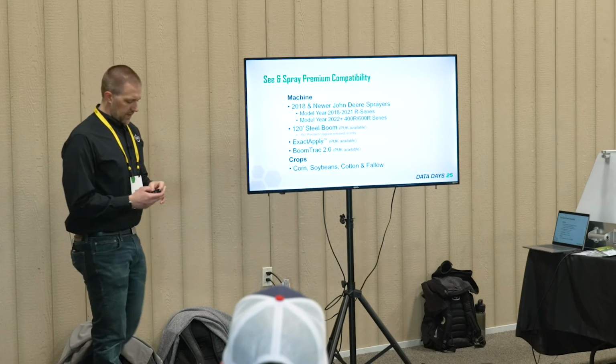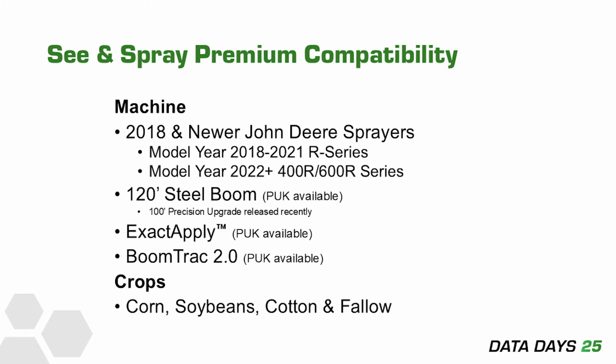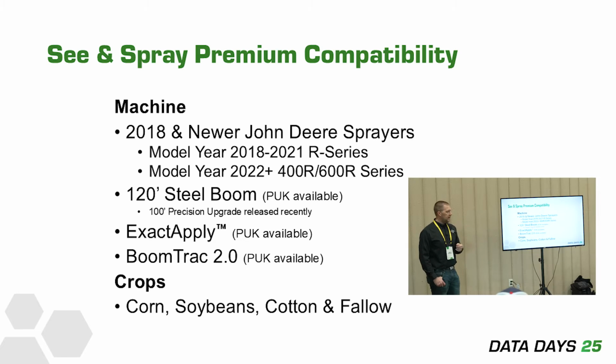When we talk about the compatibility portions, jumping back into See Spray Premium, our single tank solution, See Spray Premium can either be installed from the factory on 2018 and newer John Deere sprayers, does have to have ExactApply, the pulsing nozzle technology on it, which also can be added if a machine doesn't have it. It can also come from the factory on newer Hagie sprayers as well. We put these on steel boom sprayers, 120 foot, 100 foot, or this summer we'll be able to add it onto a 90 foot sprayer as well. And again, we can do that from the factory or upgrade it.